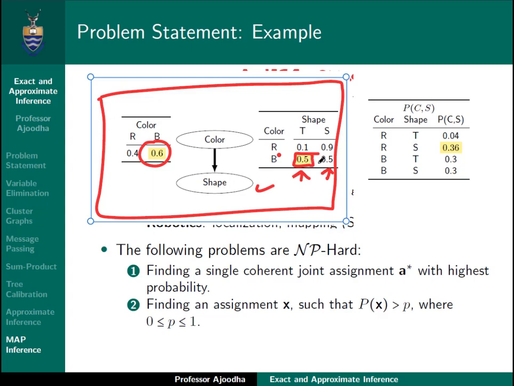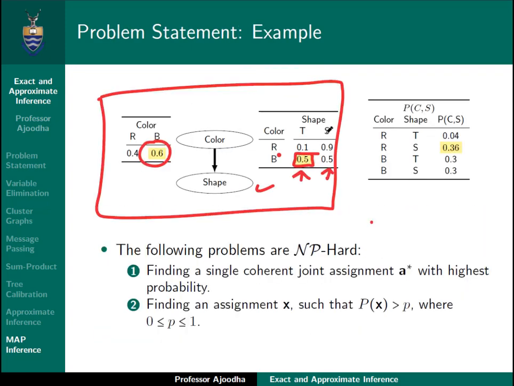and it turns out that this is not appropriate because it really didn't capture the highest. So picking the highest values per variable doesn't really tell me about the MAP assignment. Okay, so you get that, right? So that's a problem.